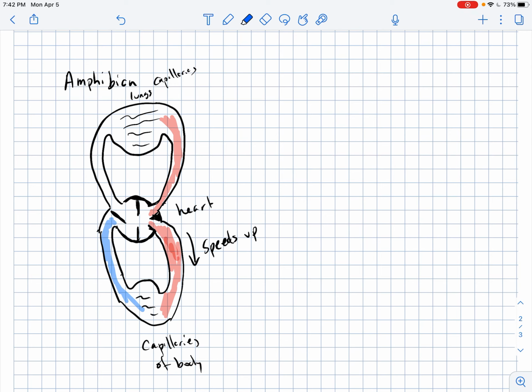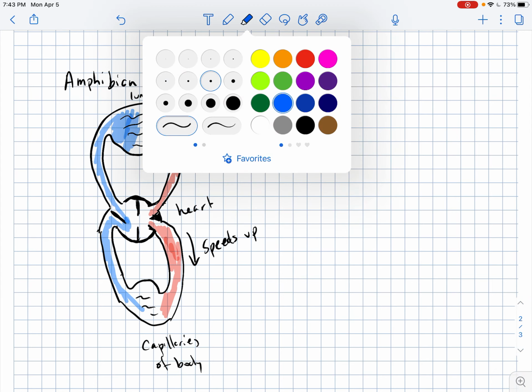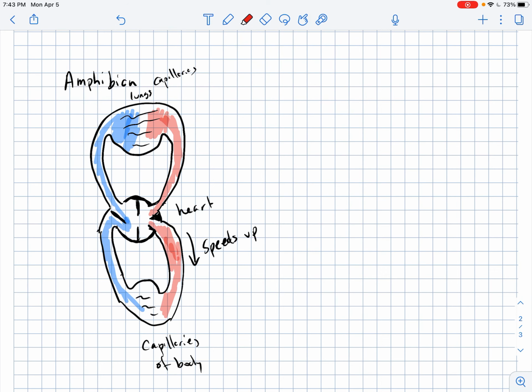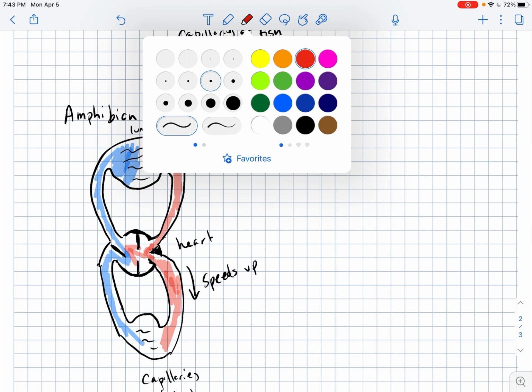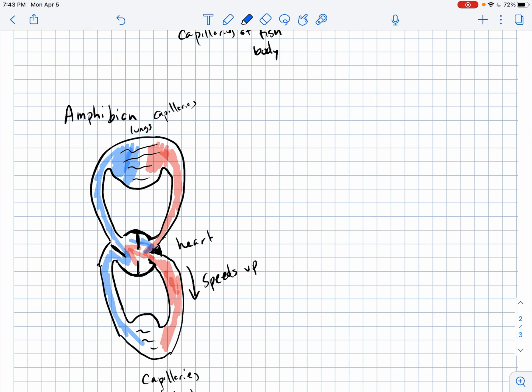And that low oxygenated blood comes back to the heart and then gets pumped to the lungs of the amphibian. And that's what we want. But the issue for amphibians is that there is not a complete separation between the left side of their heart and the right side of their heart. You can see this part that I'm highlighting. What that means is oxygenated blood can be pumped back into the lungs, and that's bad. And then low oxygenated blood can be pumped back to the body.